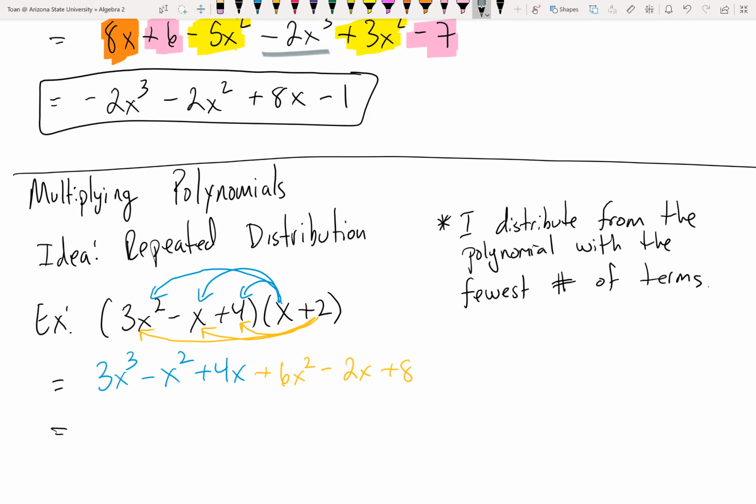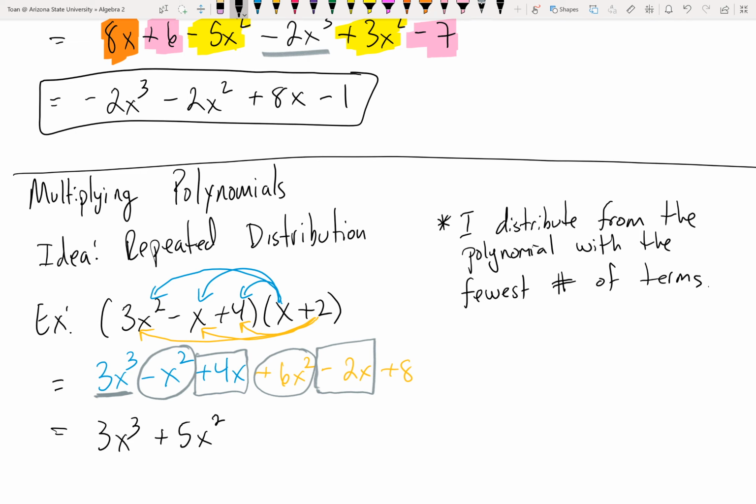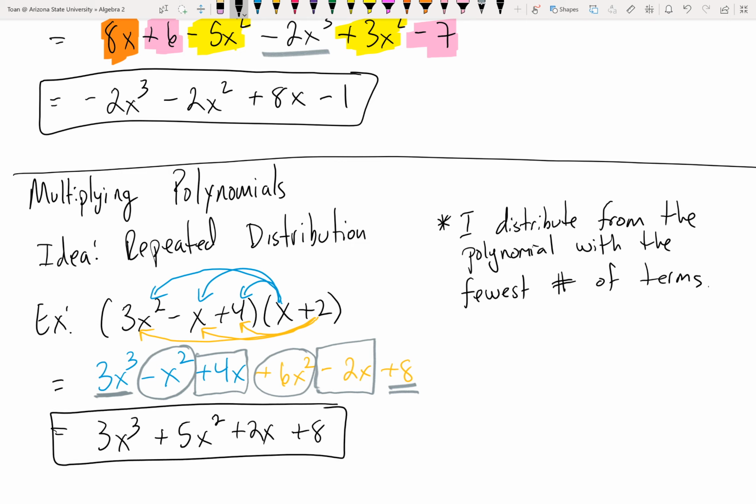I hope we notice that this term here is by itself, so I'll just go ahead and copy it down. Then I'll move on to the squares. I have negative x squared here and a plus 6x squared there, so that's going to be a plus 5x squared. I have a plus 4x with a minus 2x, so that's going to be a plus 2x. And of course, we have this lonely 8 by itself, so you have a plus 8. Okay, there you go. So that's basically it.